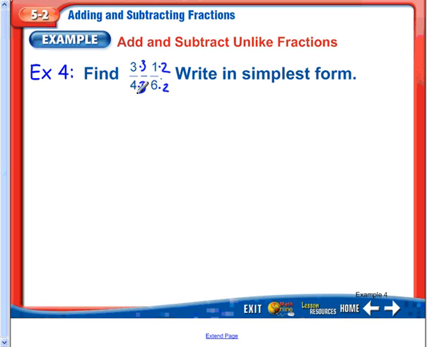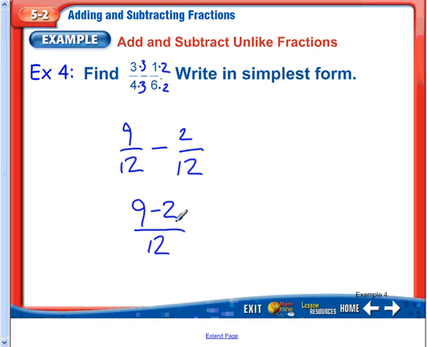So I'm going to get 3 times 3 is 9 over 12. And I was subtracting before, so that will stay the same. 1 times 2 is 2, and then that's going to be over 12. So now that I have a common denominator, I can rewrite the numerator over the same denominator. So 9 minus 2 over 12, or 7/12 in simplest form.